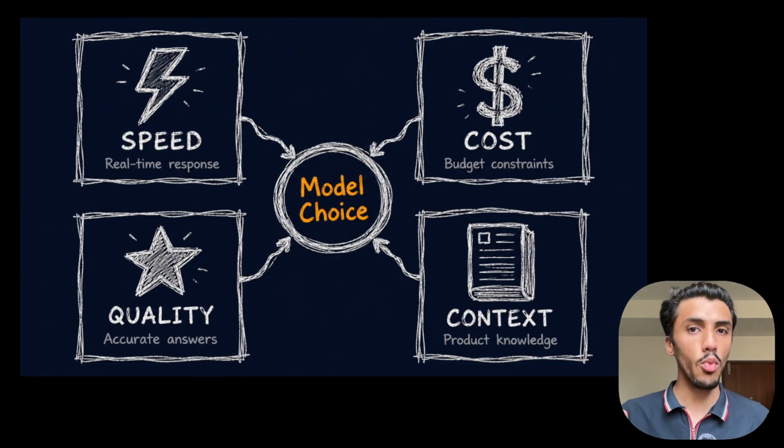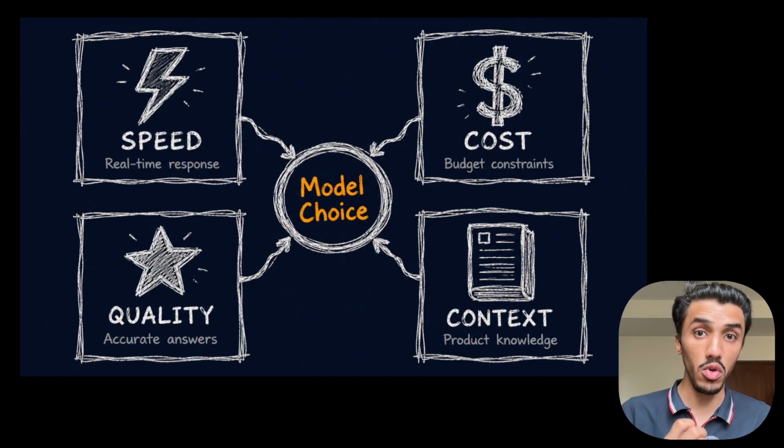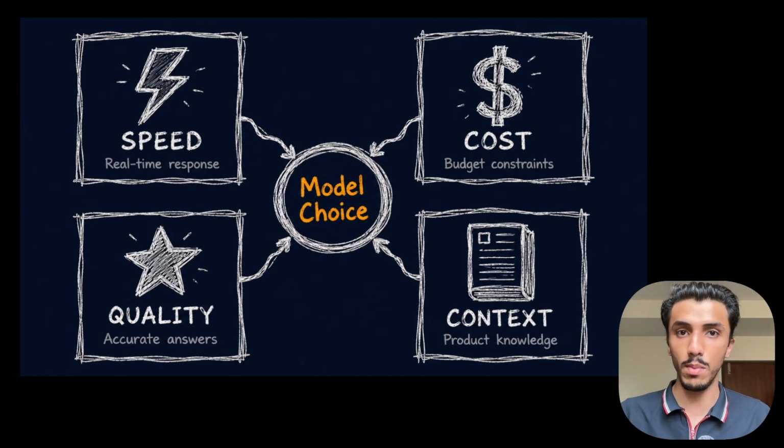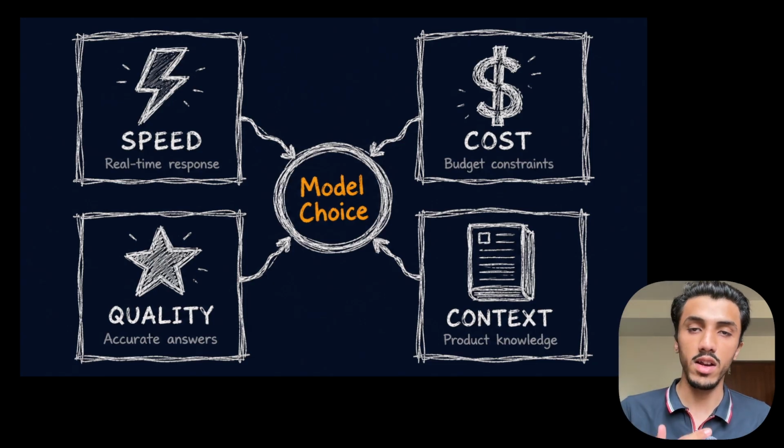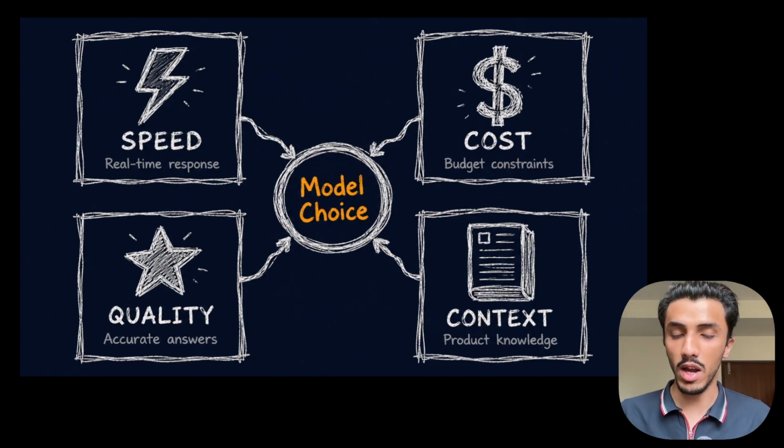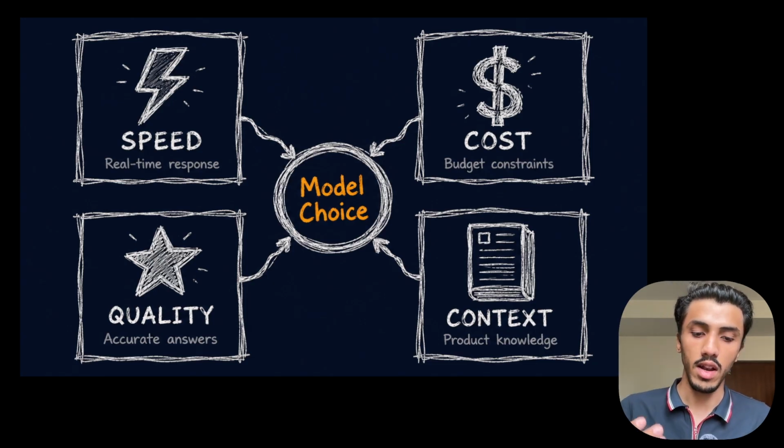Before choosing any model, we need to take care of a few parameters. First comes speed, like the time taken to generate a response, which is basically inference. Then comes the cost. Obviously, we need to get an accurate response based on an optimal budget. Then comes the quality, and then comes the context. But before diving into each aspect, we need to understand some fundamentals like token, context window, training, and inference. So let's dive into each aspect one by one.